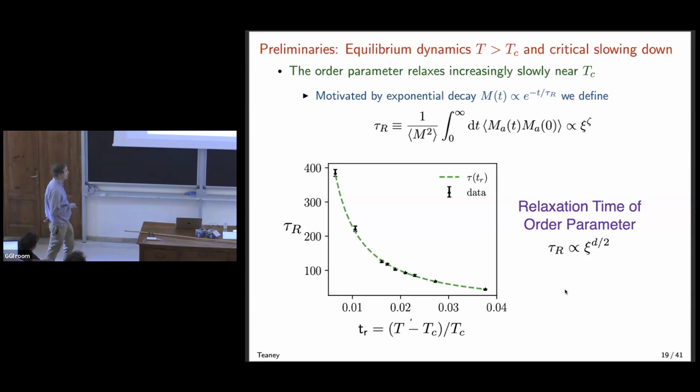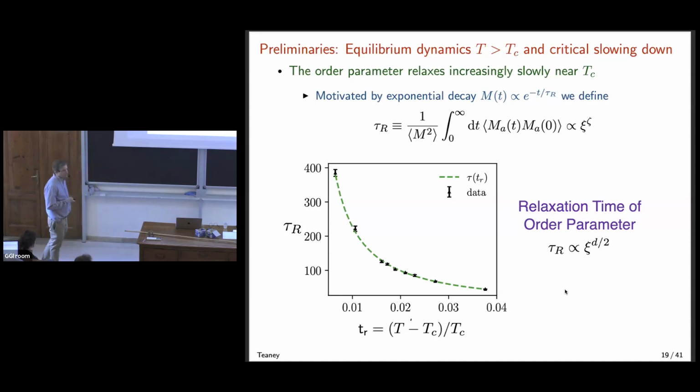D is 3 over 3 halves, so it's not analytic. So that's above TC, where you just have simple diffusion and a simple relaxation for the order parameter.